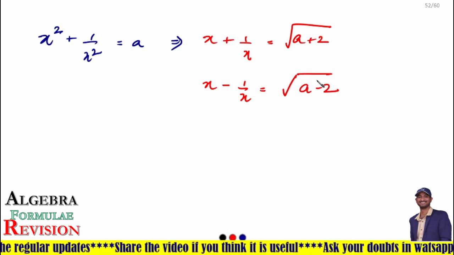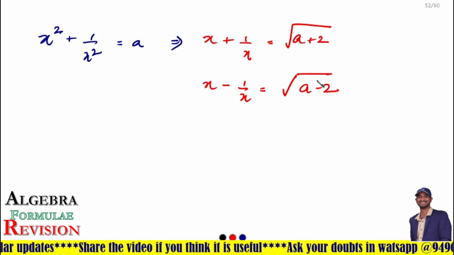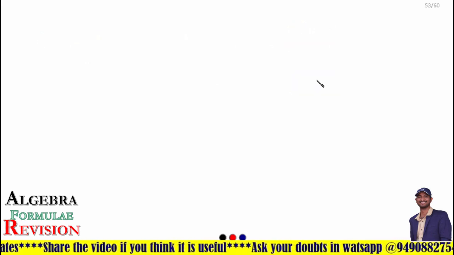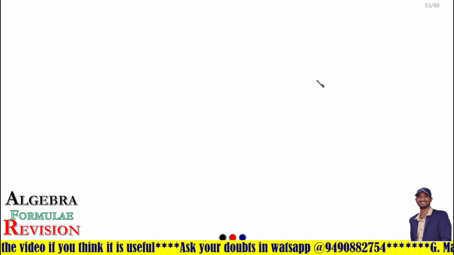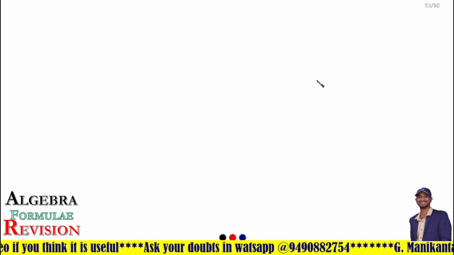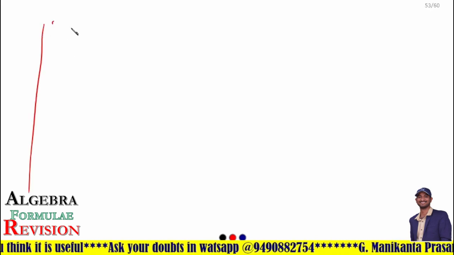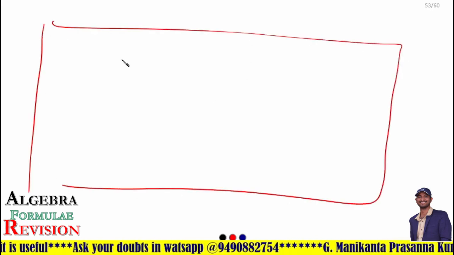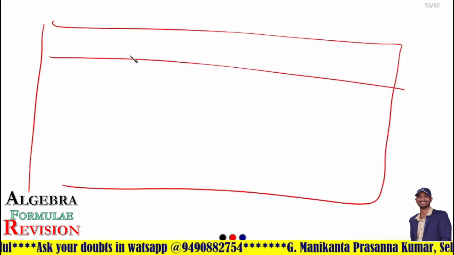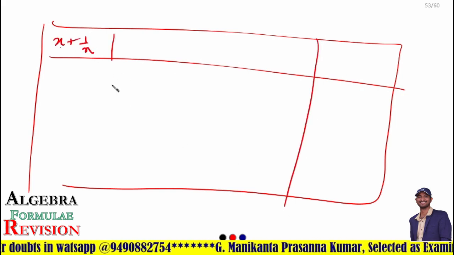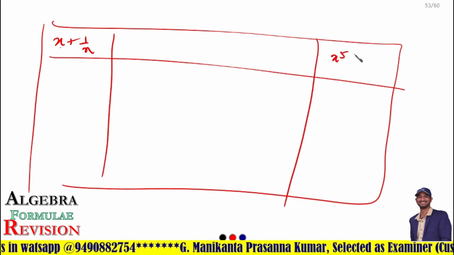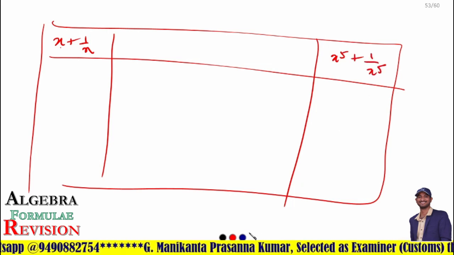And next, in my channel, the videos for the proofs of all these formulas are already given. But along with all these things, I will tell you one table which is somewhat important for our exam. What is that? The relation between x plus 1 by x and x power 5 plus 1 by x power 5.